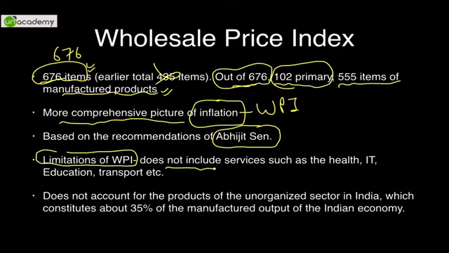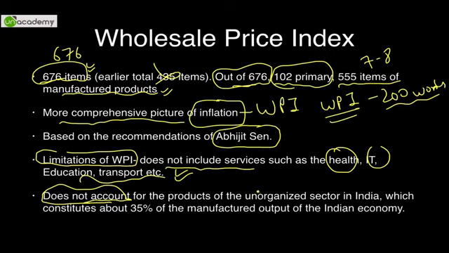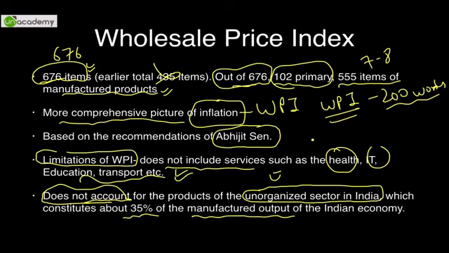So it does not include services such as health, IT, education, transport. This is an extremely important point. So if tomorrow in mains examination you are asked to write on WPI in 200 words, I hope you remember these two slides and you will be able to get almost 7 to 8 marks out of 10. The second limitation: it does not account for the unorganized sector, again extremely important, which contributes roughly 35% of the total manufactured output. So no services and no secondary unorganized involvement. Okay, so the unorganized sector is not involved, services are not involved. So this was WPI in short for you.